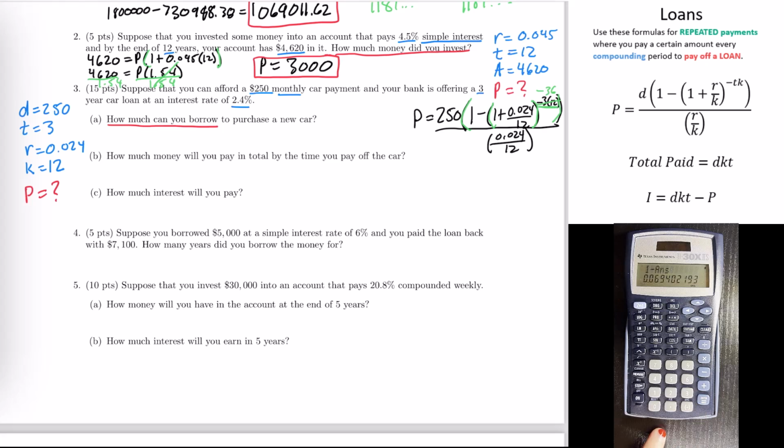Now at this point, I can either multiply by 250 or I can simplify the fraction by dividing by the stuff on the bottom. I'm kind of in the habit of simplifying the fraction first. So I'm going to divide by, in parentheses, 0.024 divided by 12. That gives me that. And then if I multiply that by 250, that gives me the value for P, which was what I was looking for. So the amount that I borrowed at the beginning would be $8,675 and 27 cents.